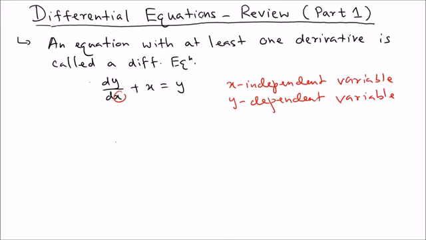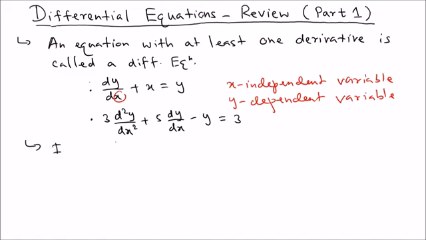Good. Another example: 3 d squared y over dx squared plus 5 dy over dx minus y equals 3. This is another differential equation because there's a second derivative and a first derivative, and this is an equation. Okay, and then the next thing is what we mean by an initial value problem.